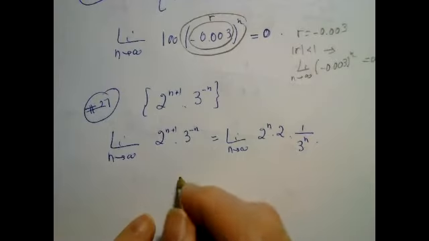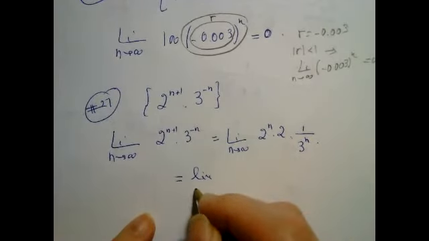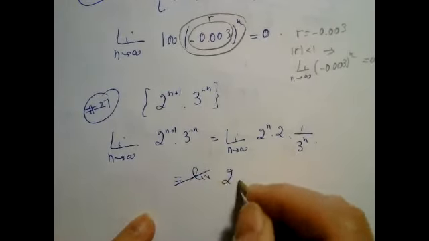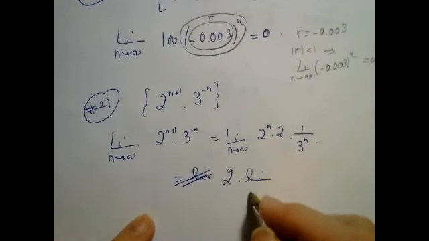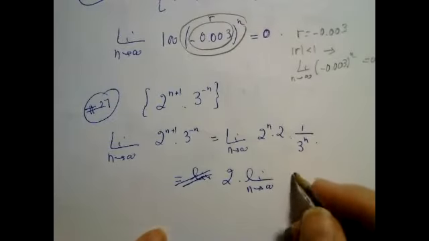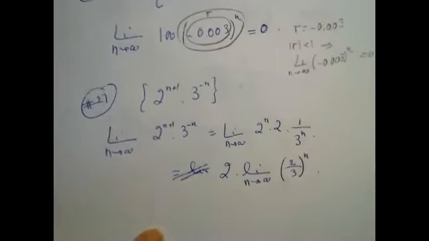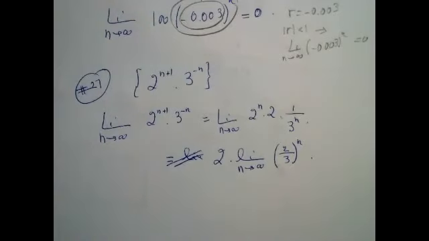What are you going to get? Can you take out that 2 and put it in the front? The 2 is a constant, so bringing it out is not going to affect anything. And then what do you want me to write? Let's say 2 times (1/3) to the n power. Right, and then it becomes 2 times (1/3) to the n power. And then everything is clear.